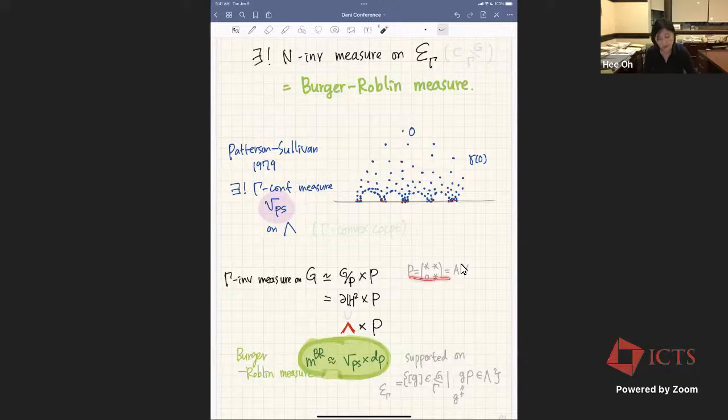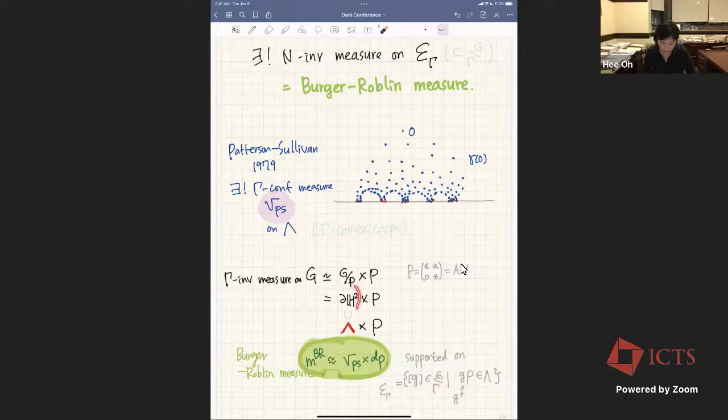So P is A times N. A is the diagonal, and then N was our upper triangular subgroup. And then also the G mod P is identified with the boundary of H2. So if you fix the point origin, then the stabilizer of origin is exactly P. Which means that G mod P can be identified with the boundary of H2.